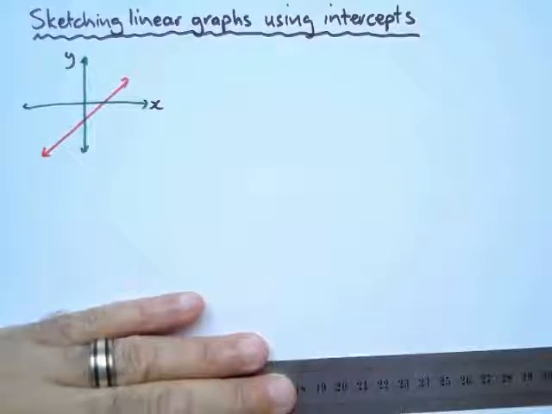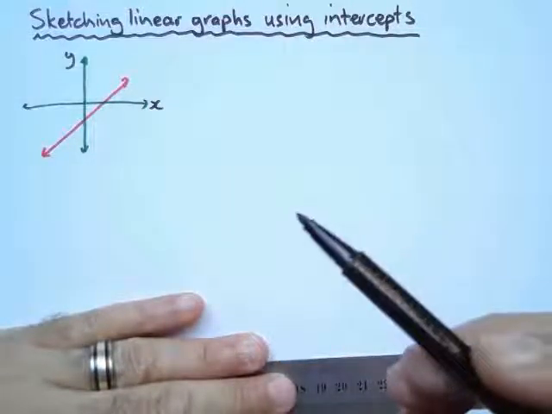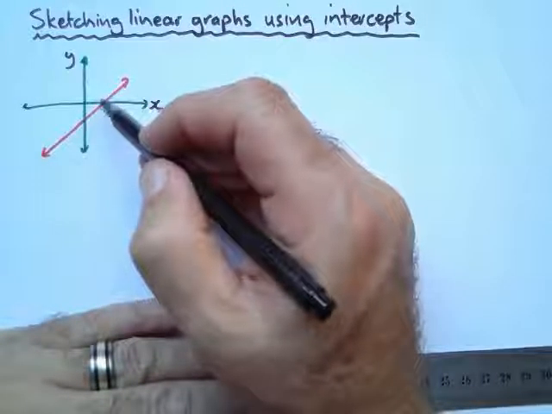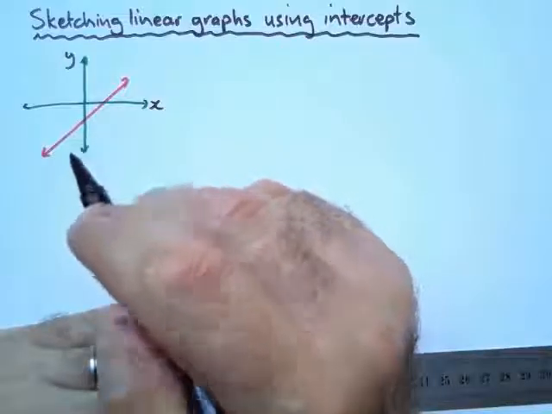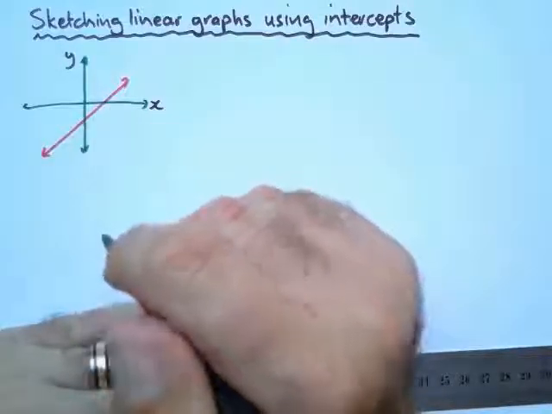Sketching linear graphs using intercepts. Now, just remember, to draw a straight line, we need 2 points. Any 2 points will give us a unique line that you can draw.